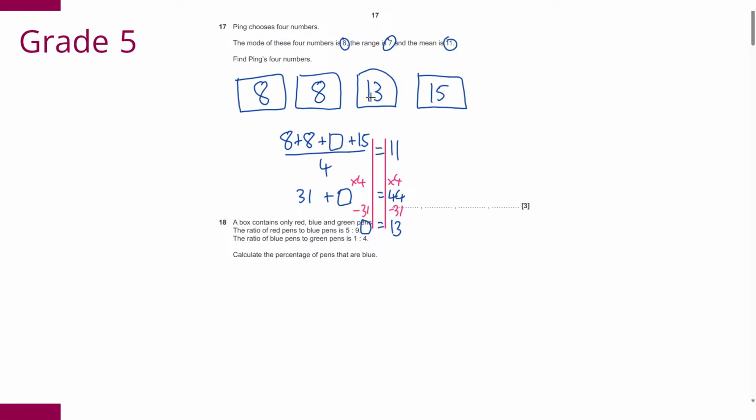I press an equals there. Divided by 4 equals 11. Sweet. Can you see that?